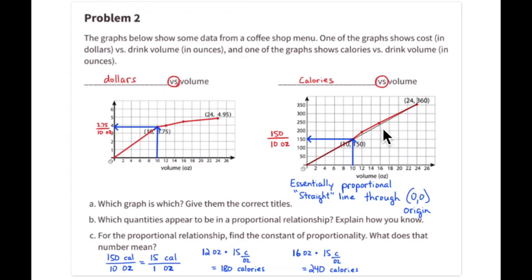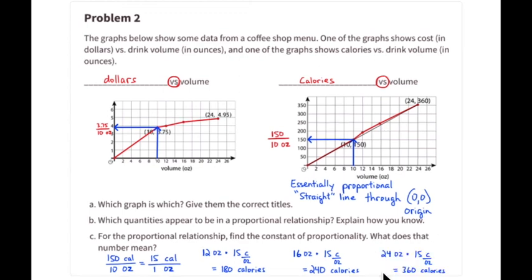It should be 240. And out here at 24 ounces, if I have 24 ounces of coffee, how many calories is that? Well, it's 24 ounces times that 15 calories per 1 ounce. So 15 times 24 equals 360, and that's what the value is out here at 24 ounces. It is 360 calories right there.